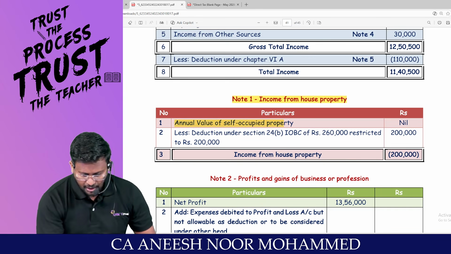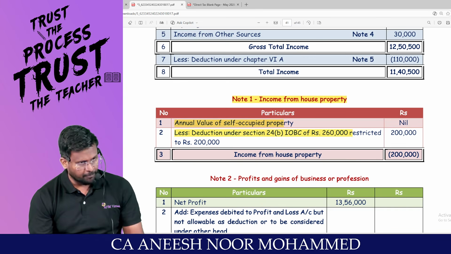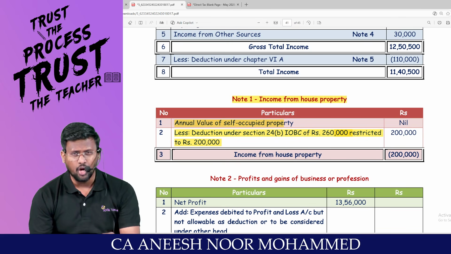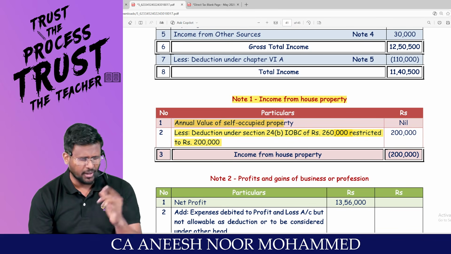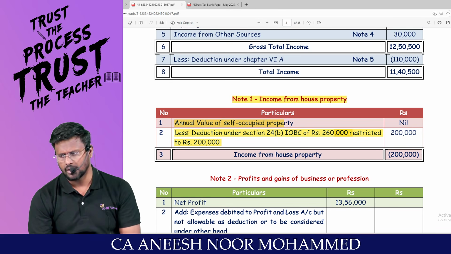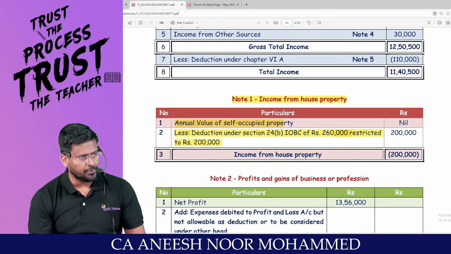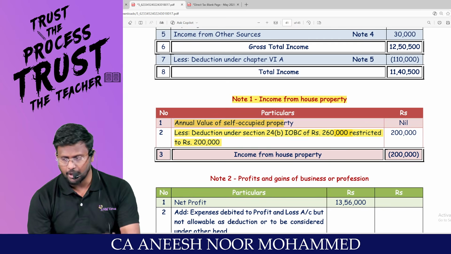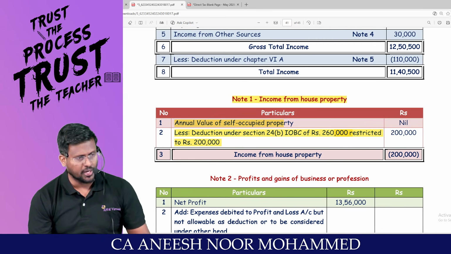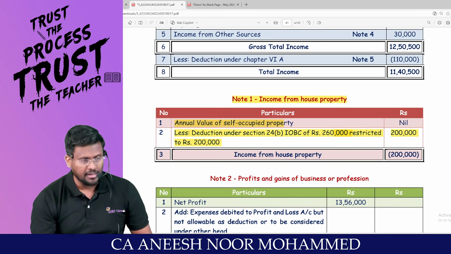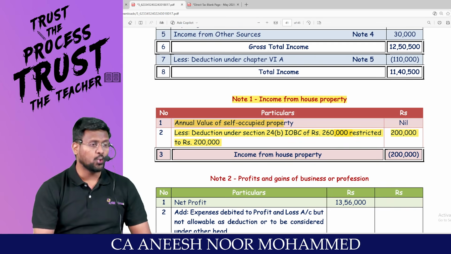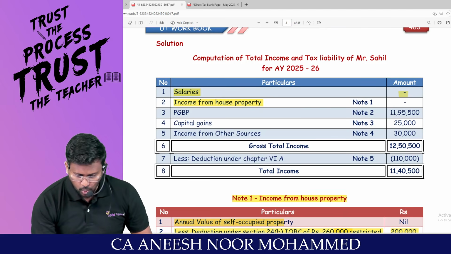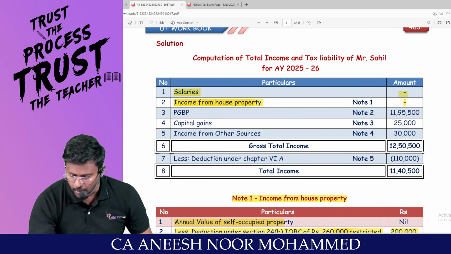Sir, on that NAV, less deduction under 24B. Out of 2,60,000 under 24B, since all the three conditions have been satisfied, the loan has been taken on or after 1/4/1999, the loan amount has been used for the purpose of construction or acquisition, and such construction or acquisition has been completed within a period of 5 years from the end of the financial year in which the loan has been sanctioned, my dear lovable students, you are entitled to the higher limit of 2 lakh. So loss from house property is 2 lakh. That's what here. Income from house property is minus 2 lakh.